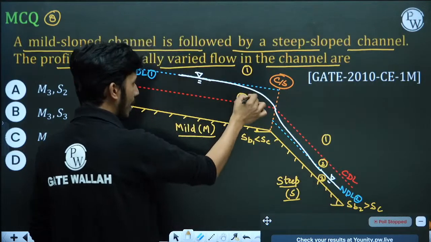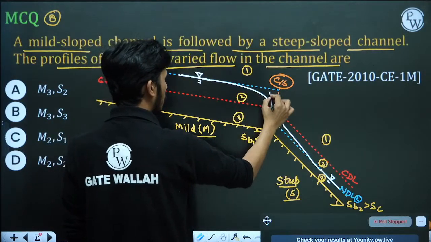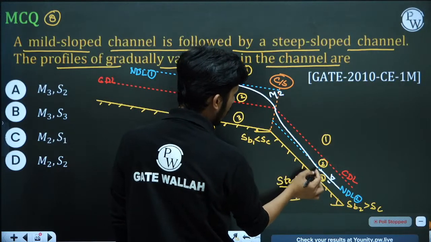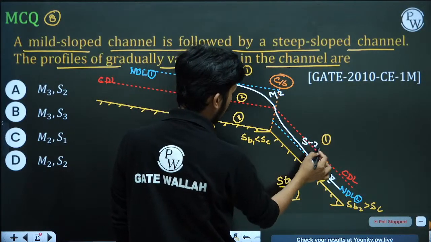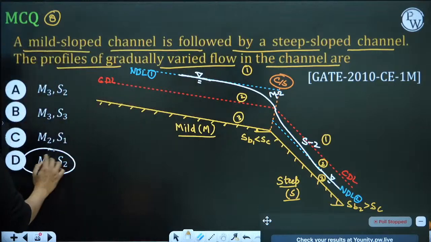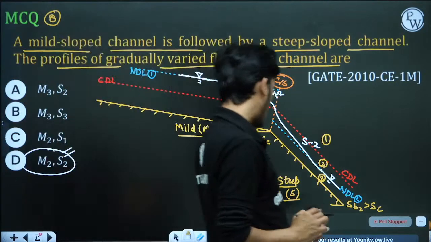So here in mild slope it is moving in region 2. So here it is M2 profile, and here in this slope it is also moving in region 2. So it is also S2 profile. So the answer will be M2S2. M2S2 is given in D part. So the answer of this question will be M2S2.